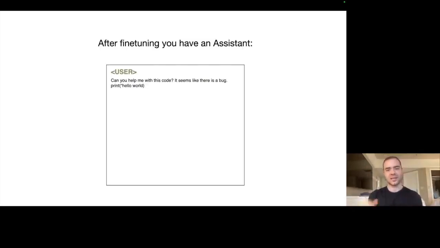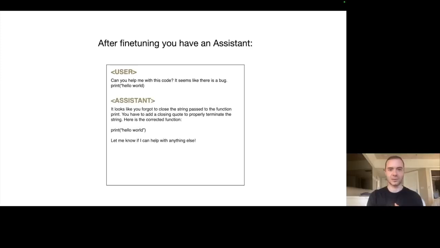Once you do this, you obtain what we call an assistant model. So this assistant model now subscribes to the form of its new training documents. For example, if you give it a question like, can you help me with this code? It seems like there's a bug, print hello world. Even though this question specifically was not part of the training set, the model, after its fine-tuning, understands that it should answer in the style of a helpful assistant to these kinds of questions. And it will do that. So it will sample word by word again, from left to right, from top to bottom, all these words that are the response to this query.